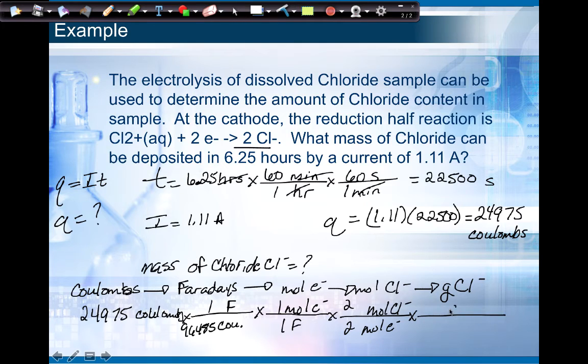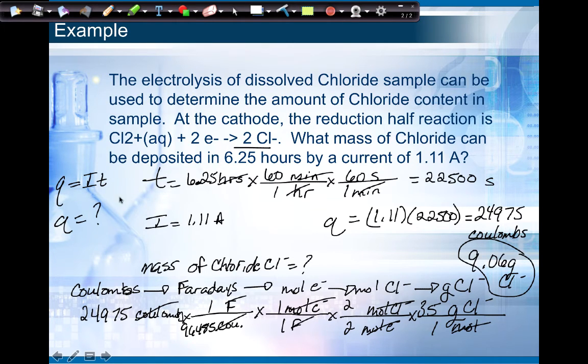All right, now we'll just go to grams. So 1 mole is equal to, I believe, 35 grams. I think it's a little bit more, but for the sake of what we're doing right now, I'm just going to simplify it. After I go through everything, I should get 9.06 grams of chloride. Anytime you have a math question regarding electrochem, you're probably going to be using this equation and then doing lots of conversions.